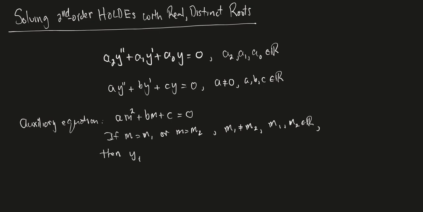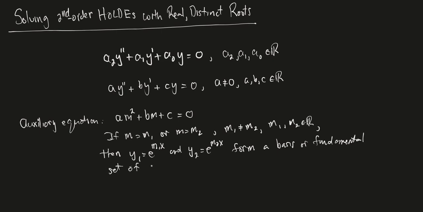If we end up with this, then we found these two special functions that we need. So a function y1 equals e to the m1x and the other function y2 equals e to the m2x, they form what we call a basis or a fundamental set for all the solutions to this differential equation. So these two special functions form what we call a basis or fundamental set of all solutions, right?